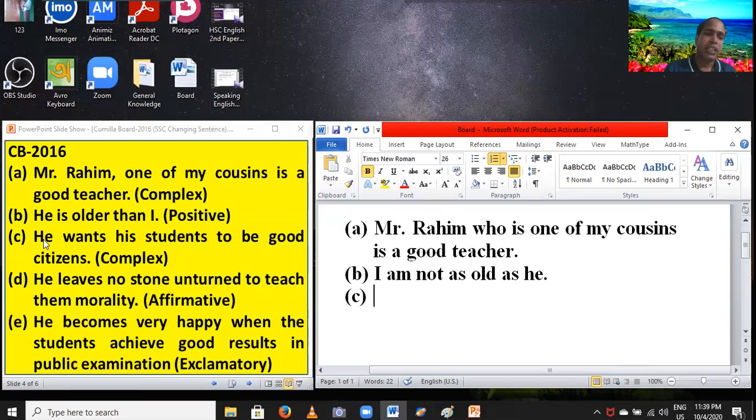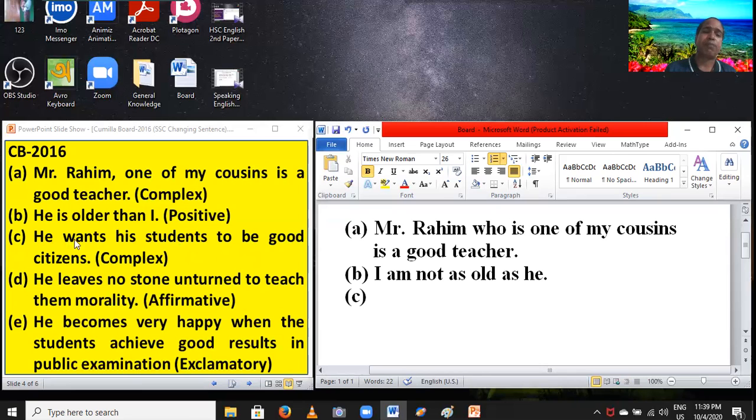Notice carefully, he wants his students to be good citizens. Complex. You have to change into complex. Question: is the sentence compound or simple? You know that there is one subject and one finite verb in this sentence, so this sentence is a simple sentence.